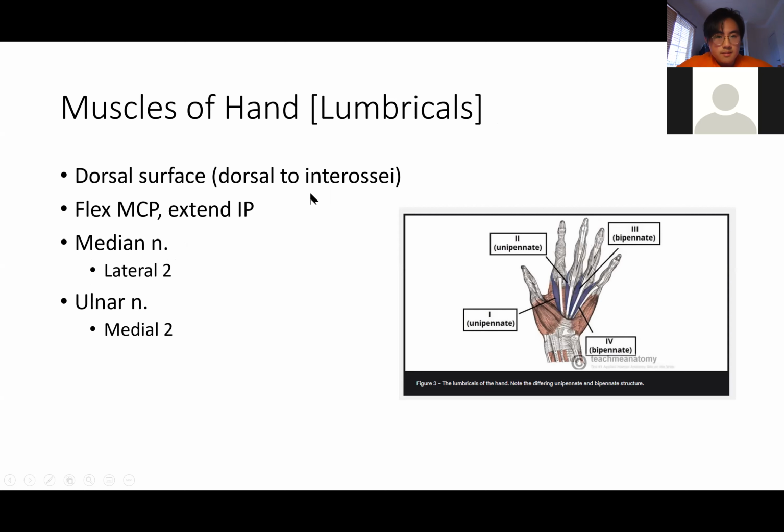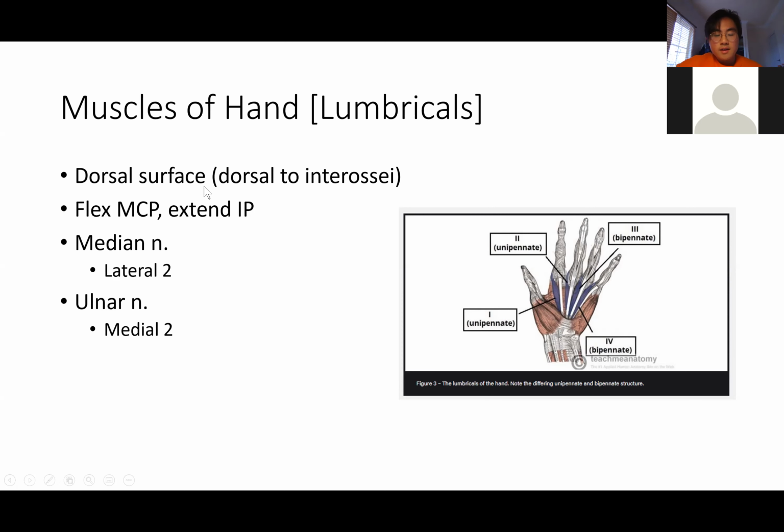Now we'll go into some of the other muscles of the hand. We have our lumbricals. The lumbricals are the most dorsal muscles of your hand, right? So the ones on the back of your hand. They're even more dorsal than the dorsal interossei. And the lumbricals flex your metacarpophalangeal joints and extend your interphalangeal joints. Before, I emphasized how the extensor digitorum primarily extends the metacarpophalangeal joints. So metacarpophalangeal extension is primarily extensor digitorum. Extending the interphalangeal joints is primarily the lumbricals.